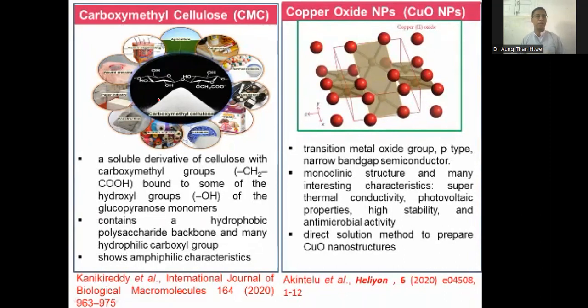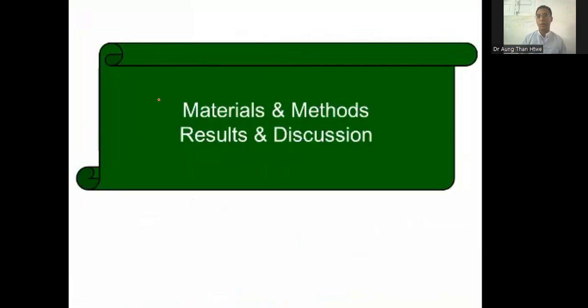The second one is cobalt oxide nanoparticle. Cobalt oxide is a transition metal oxide, a p-type semiconductor with a narrow band gap structure. CO has a monoclinic structure and many interesting characteristics: semiconductivity, photoconductivity, high stability, and antimicrobial activity. So, CO nanoparticle was prepared by the direct precipitation method. I would like to present materials and methods, and results and discussion.